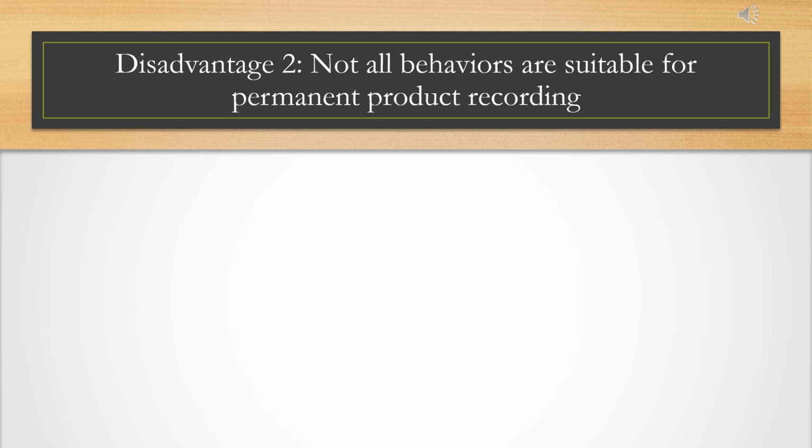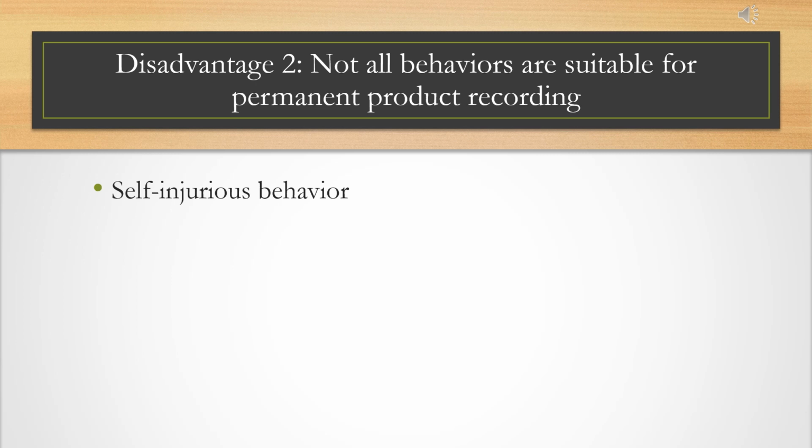The second disadvantage is that not all behaviors are suitable for permanent product recording. One of the main behaviors that is not appropriate for this recording method is self-injurious behavior. Self-injurious behavior involves behaviors that the client emits that cause injury to themselves. Some examples include headbanging, biting themselves, throwing their bodies to the floor, and so on.